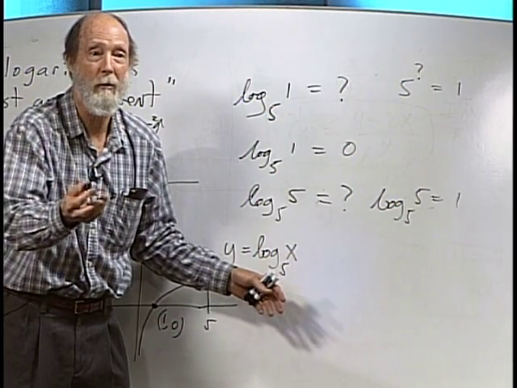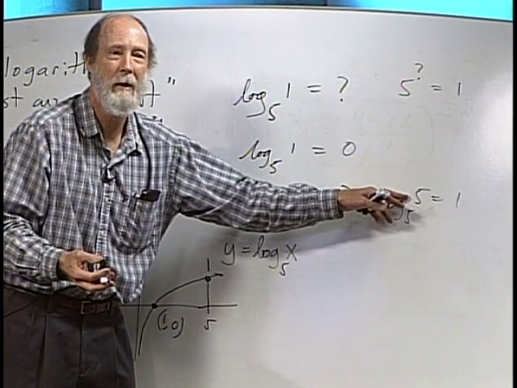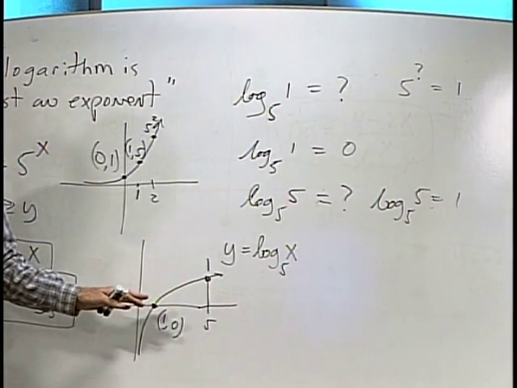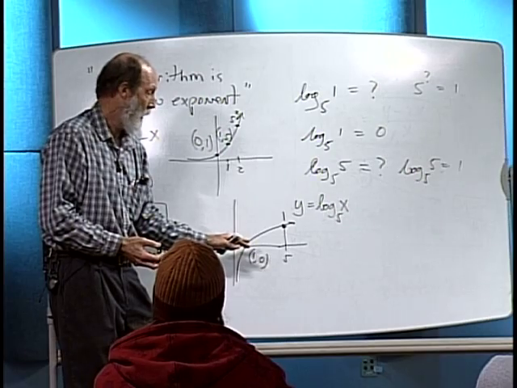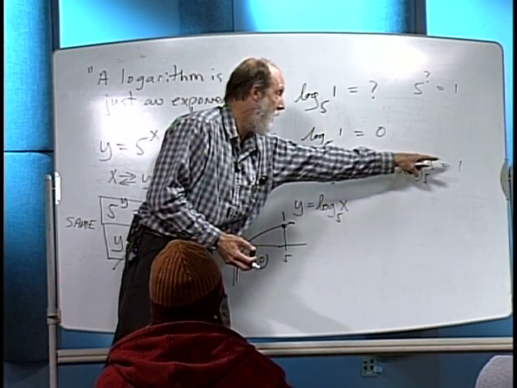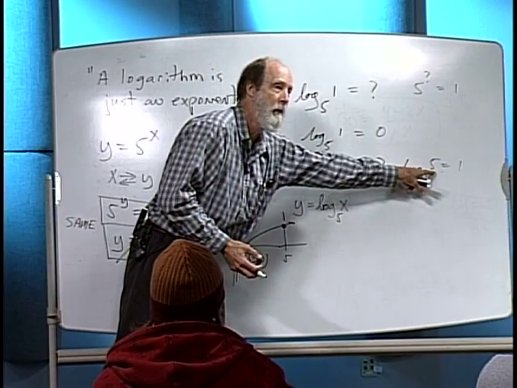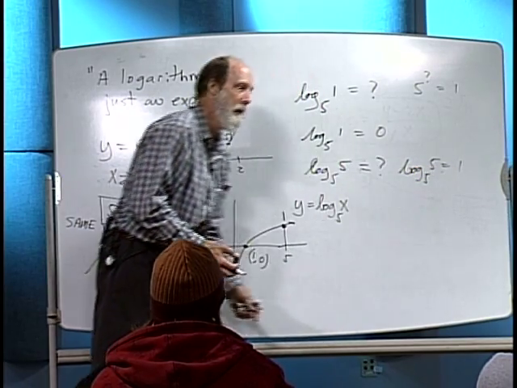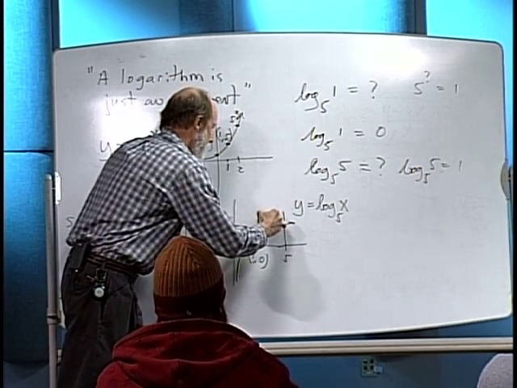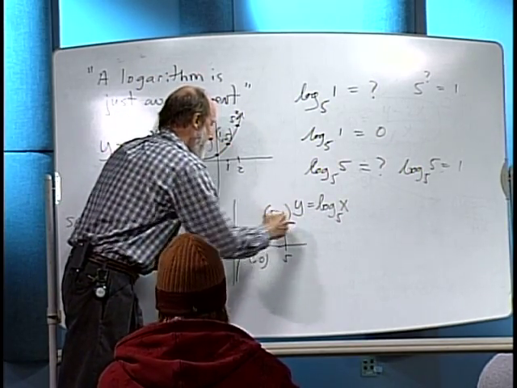Log base 2 of 2 would be 1. And where are you on the graph of the logarithm? Where are you on the graph to illustrate that information? Log base 5 of 5 is 1. The input is 5. The output is 1. That would be this location right here, wouldn't it? Your input is 5, and your output is 1.